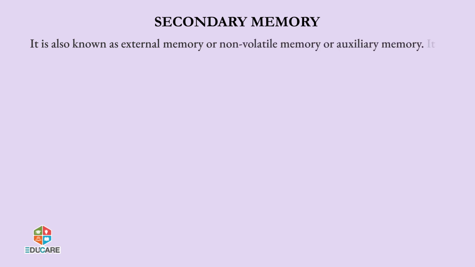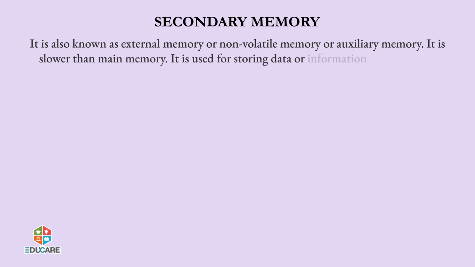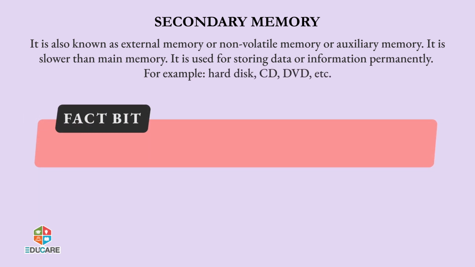Secondary memory. It is also known as external memory or non-volatile memory or auxiliary memory. It is slower than main memory. It is used for storing data or information permanently. For example, hard disk, CD, DVD, etc. Fact bit. Secondary memory is portable, that is, it can be easily carried or moved.